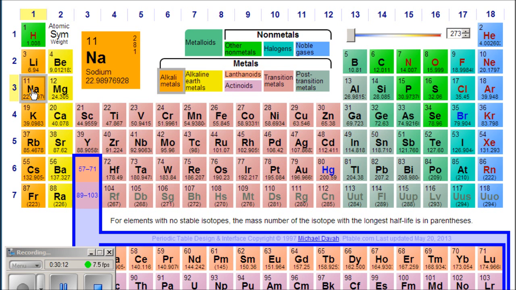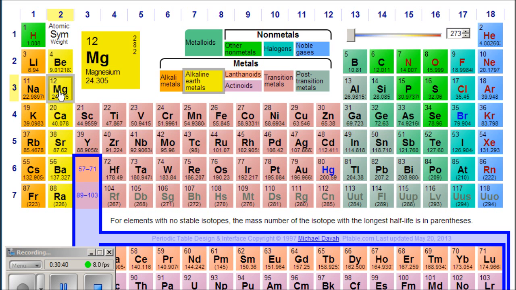Are they in the same period? Yeah, they're in the same row. Okay. So we're talking about the same orbitals being filled up here, but different numbers of protons and electrons. Do atoms get smaller as you add one proton and one electron? Yes, right? So going from sodium to magnesium, it gets smaller because that extra proton charge is not completely shielded.